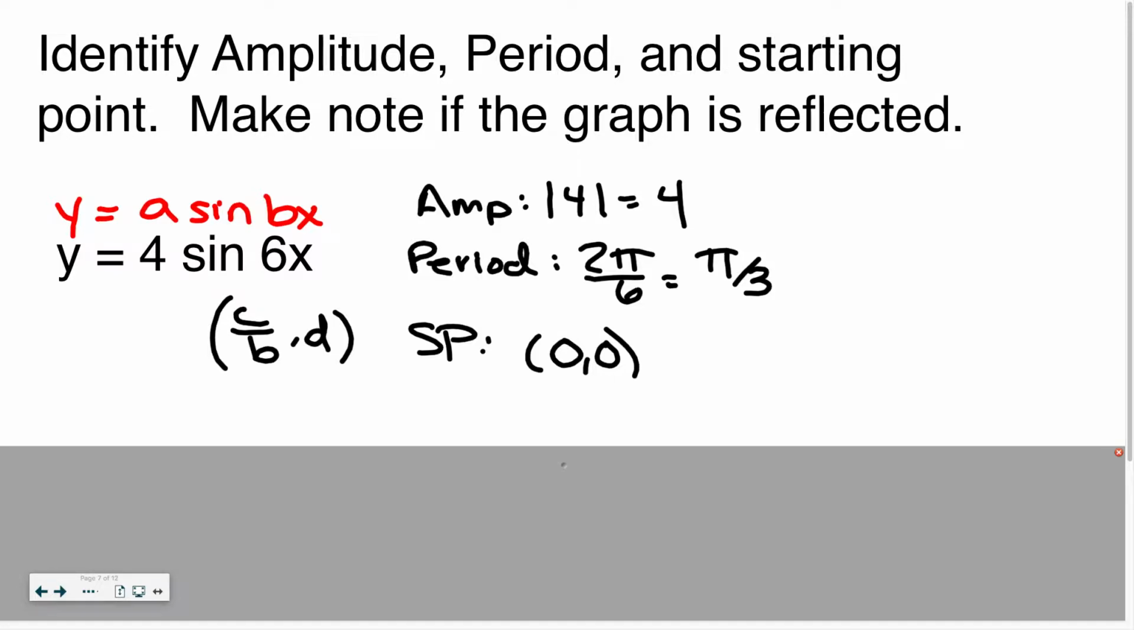When our period is pi over 3, that means it used to take 2 pi for us to do a whole sine. Now we're going to squish that into pi over 3. So we're going to go valley, high, mountain, low in just pi over 3 units instead of 2 pi. So if we're thinking about a slinky, we're squishing the slinky, so the waves are happening really fast. You try this one.